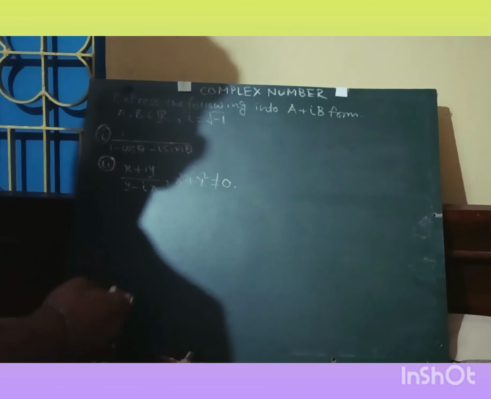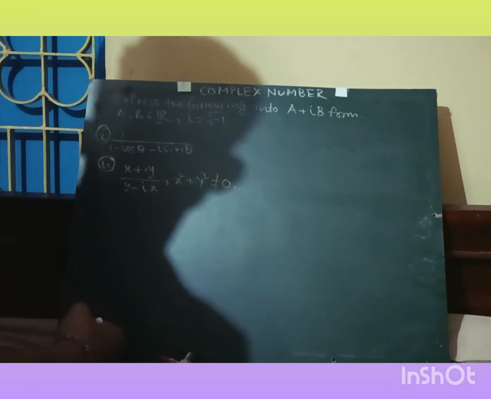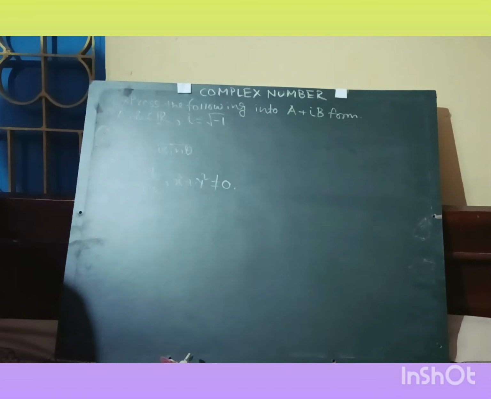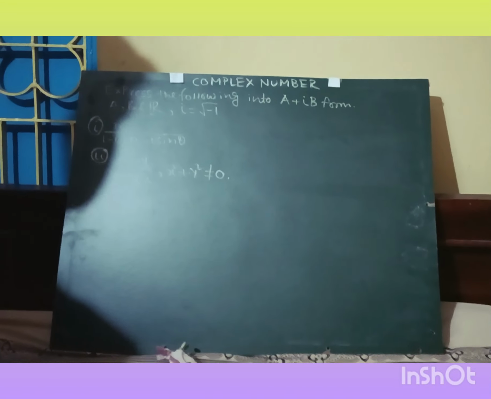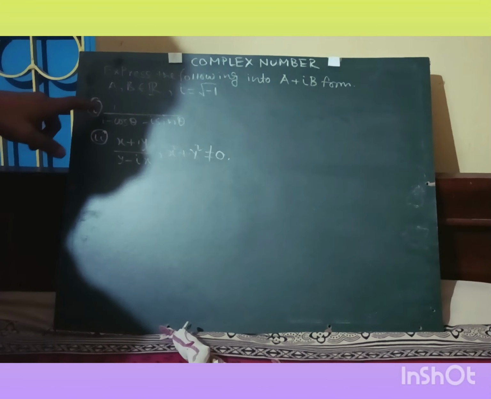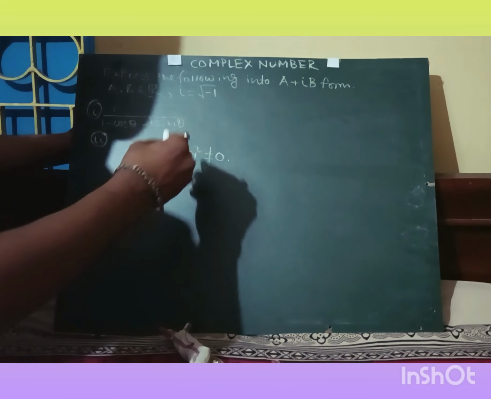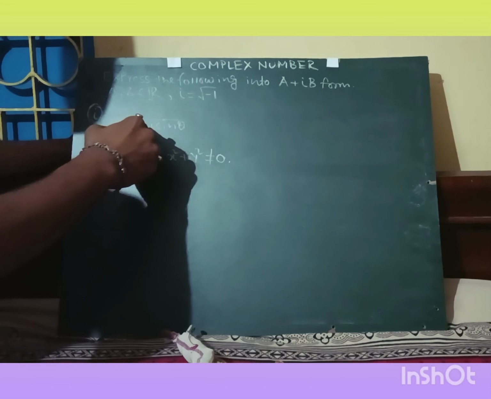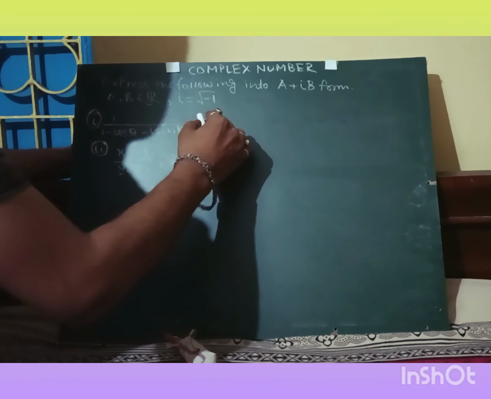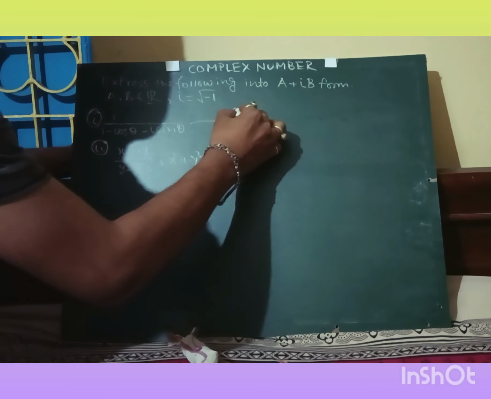Let's start my class. Today's problem is expressing a number in the form A plus iB. Question number 1: 1 by (1 minus cos theta minus i sin theta). Solution.